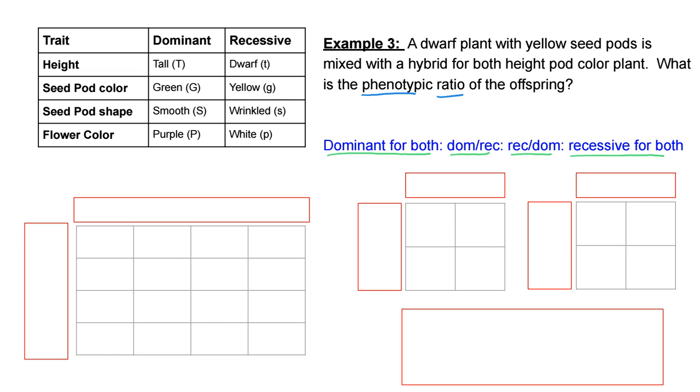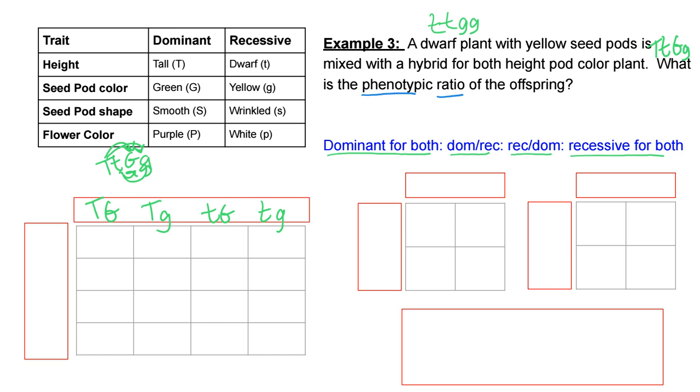So in this instance here, I have a dwarf plant, so it looks recessive, with yellow seed pods, so looks recessive all the way, mixed with a plant that's hybrid for both height and pod color. So they're going to be hybrid for both of these things. Again, I'm going to keep one parent on one side. So I find my gametes, big T, big G, big T, little g, little t, big G. We do need to understand that the gametes are what the parents are passing on. They form from meiosis, right? And they have one copy of each allele.